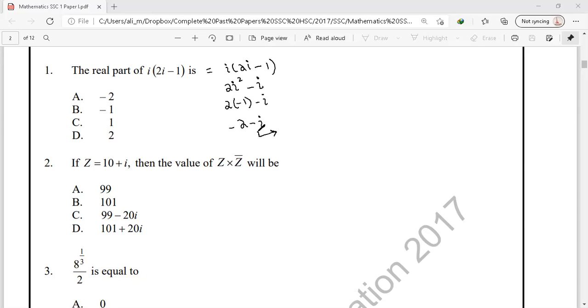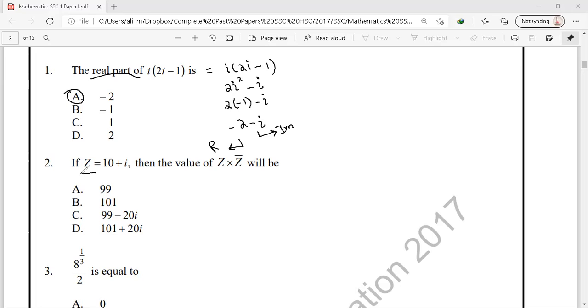So this is the imaginary part and this is the real part. So the question is asking about the real part of this complex number. So the correct answer in this question number 1 is option A. Let's see question number 2.